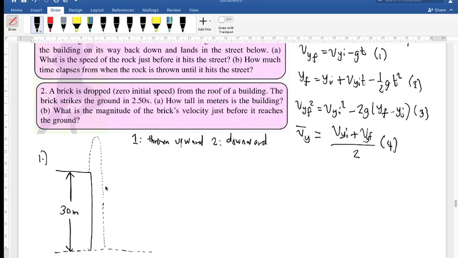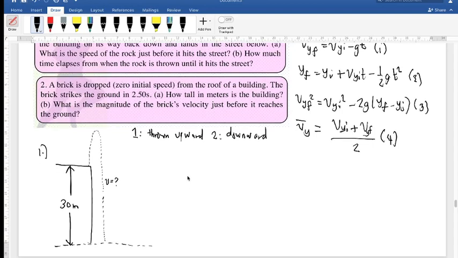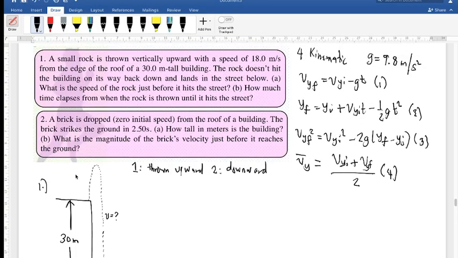So basically the speed just before it hits is the speed of the rock in event 2, when it is going downward. How can we do that? We are given an initial speed of the rock in event 1 of 18 meters per second. And remember, at some point here it will momentarily stop, meaning at the maximum height where it stops, its velocity is actually 0 at the very top.